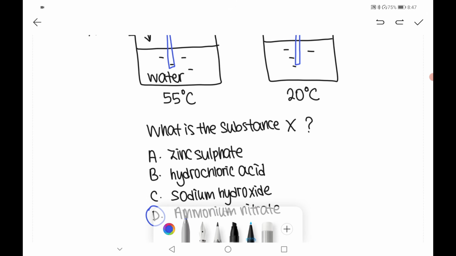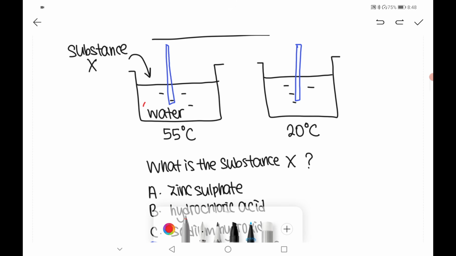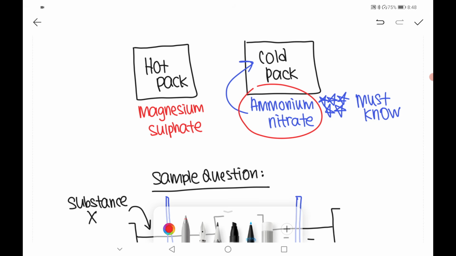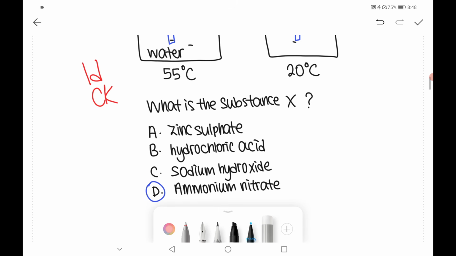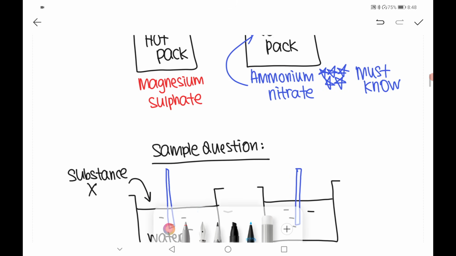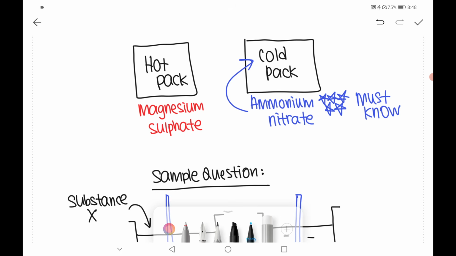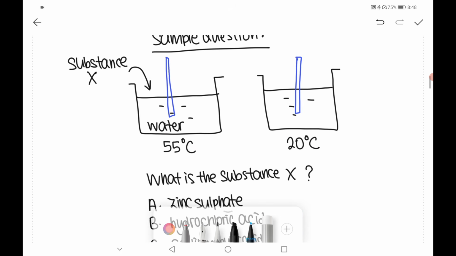If you don't want to, you can also use another idea. Water added with substance X, the temperature goes down. When the temperature goes down, it becomes cold. So cold means cold pack. What is the material for a cold pack? Ammonium nitrate. Ammonium nitrate is the raw material to make your cold pack. So I hope you can understand the concept and how the question can be tested.